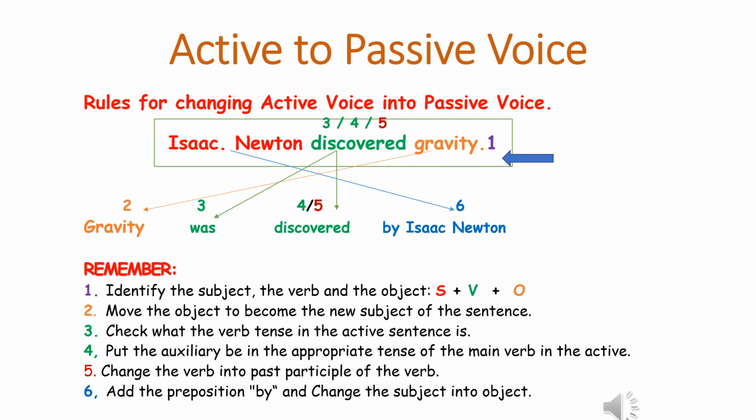And the last step, add the preposition by and change the subject into object if the subject is definite and known. Isaac Newton is a definite subject and we know him, so we are going to put by Isaac Newton.